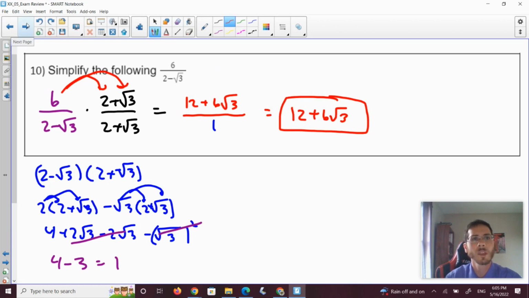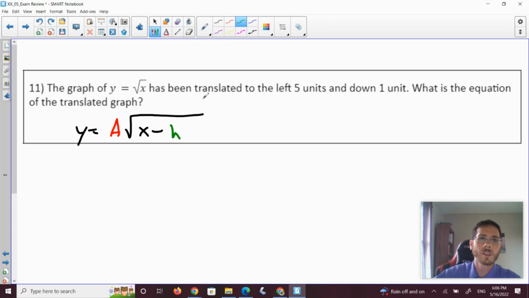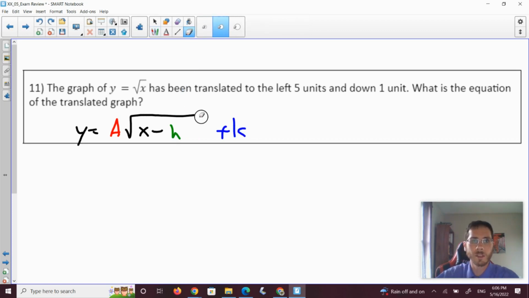All right, so for number 11, the graph of y equals radical x has been translated to the left 5 units and down 1 unit. What is the equation of the translated graph? So this is another one where it's y equals a, this time times the square root of x minus h, and then outside the square root is the k, so plus k. So you see I put a big gap there. I'm even going to erase this and make this gap a little bit bigger so that the k does not go inside.